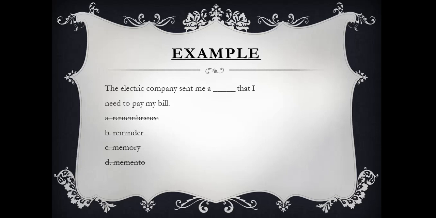And the fourth one, memento, because it had the same root as the other two that you eliminated. And so you're left with choice B, remind, with a root of mind. And indeed, that is the correct choice. The electric company sent me a reminder that I need to pay my bill. Reminder meaning here, letter of notice reminding you that you need to pay your bill.